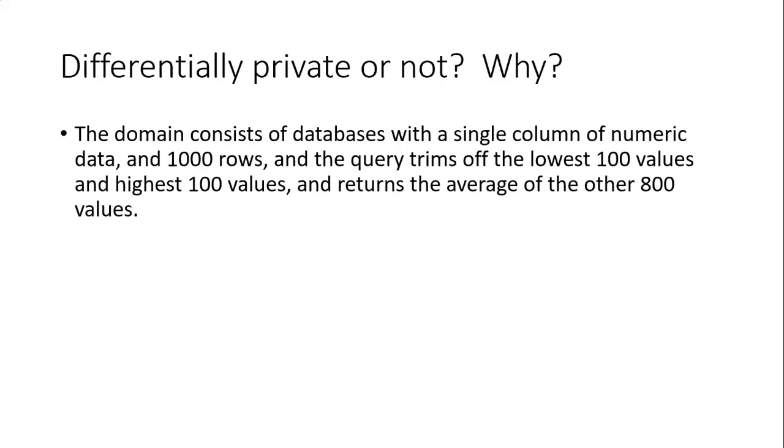And so before I go any further, I want to see if I communicated this at all well, and see if anybody has any ideas on whether the following are differentially private or not, and why. Okay, so my first example is you have a domain that consists of database with a single column of numeric data and 1,000 rows, and the query trims off the lowest 100 values and the highest 100 values, and then averages the other 800 values. Call that the trimmed mean.